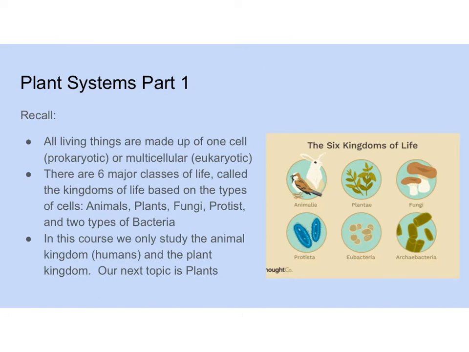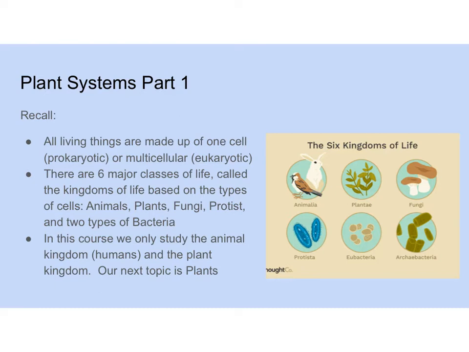So all living things are made up of one cell, if you're prokaryotic, or multicellular, eukaryotic. Now, animals are all multicellular and eukaryotic, and same with plants, the ones that we focus on. The other prokaryotics and all the other types of cells, we're going to go through them in grade 11. Because in grade 11, our first topic is the 6 major classes of life. Now, we only talk about 2 of them in this course, animals and plants. But if you go on farther and decide to take this in grade 11, we'll talk about fungi cells, protist cells, and also bacteria cells.